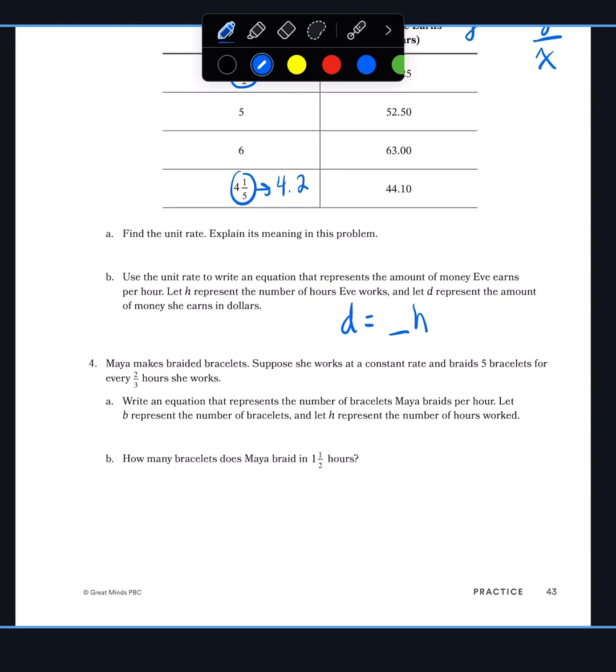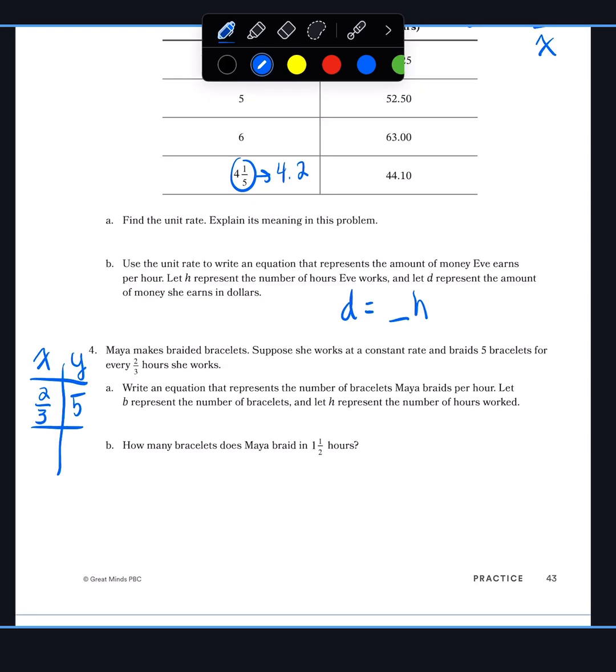Now, number 4 doesn't have a table, so you're going to have to make your own. So I'm going to make my own over here. Left side is X, right side is Y. So we're told that she works at a constant rate and makes 5 bracelets for every 2/3 hours. Time is normally on the left-hand side, so we'll write 2/3 here, and we'll put 5 on the right-hand side. That means for every 2/3 hours, Maya makes 5 bracelets.